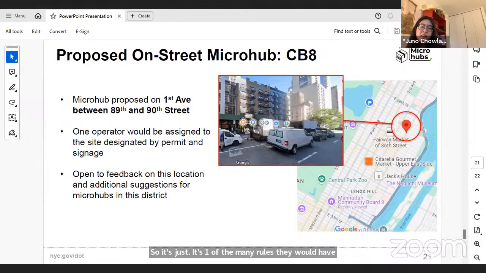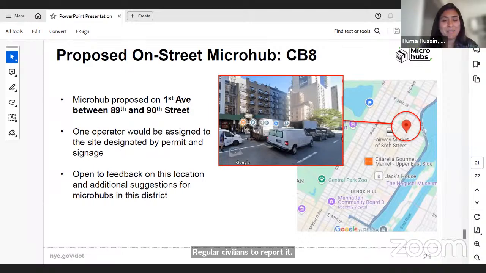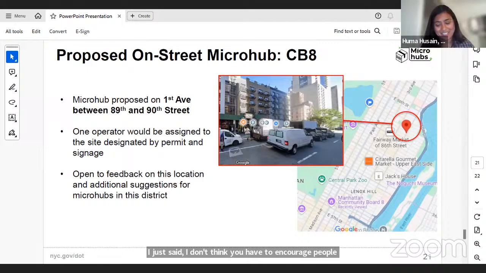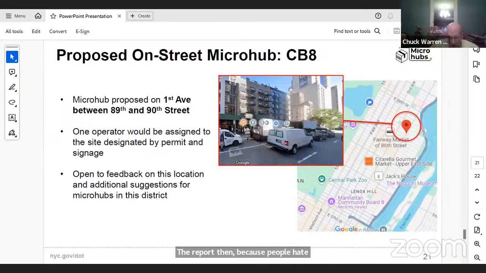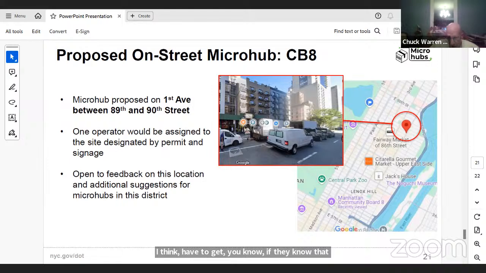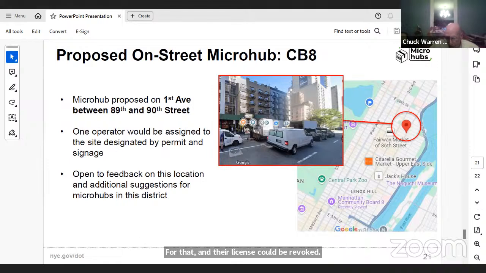Is there going to be any signage put up against idling, or maybe encouraging regular civilians to report it? I don't know if we can put signs up. Go ahead, Chuck, if you're about to say something. I don't think you have to encourage people to report that, because people hate idling. If they know that there's a penalty here, that their license could be revoked in 24 hours, that's a big disincentive.